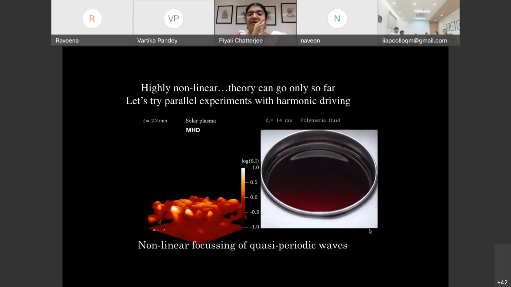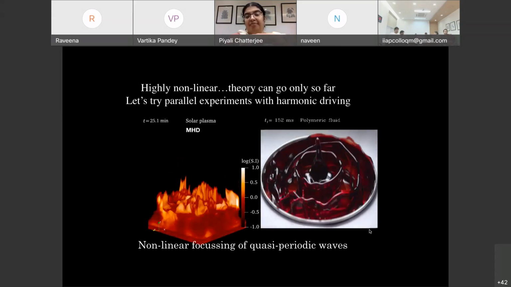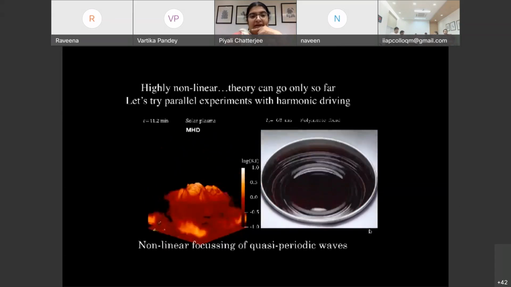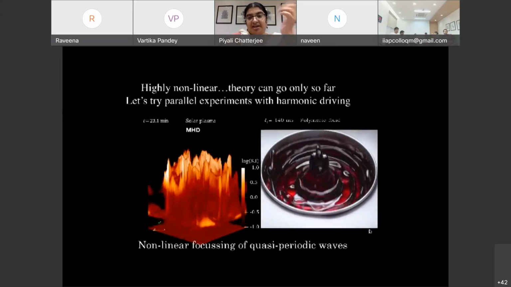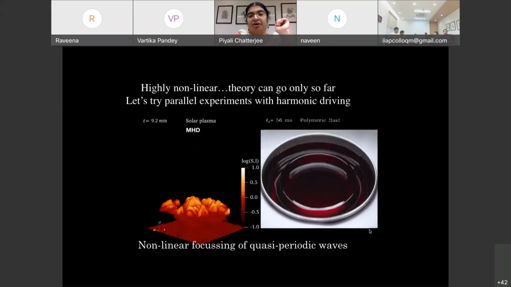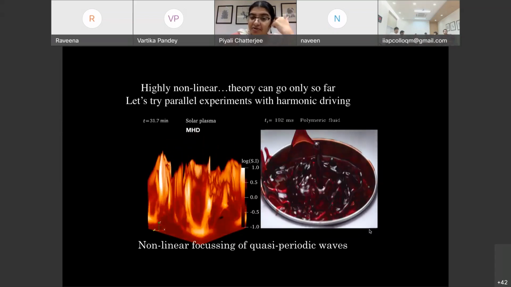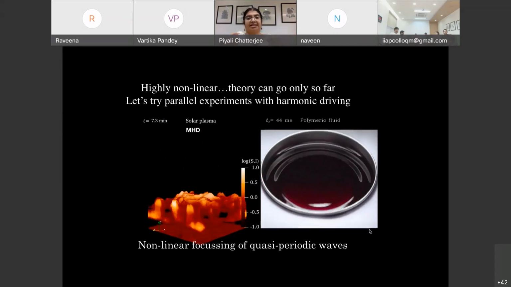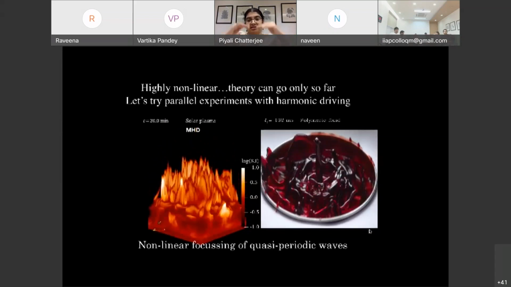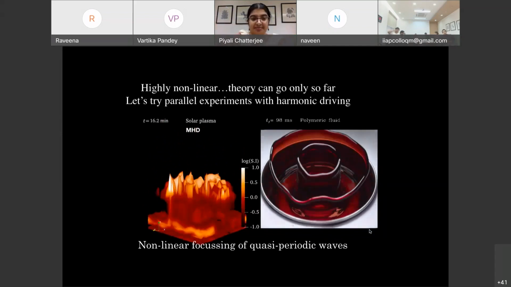So what we do is we do parallel experiments. So here we took the solar plasma, the solar atmosphere, and then we applied a forcing just below the solar photosphere, a harmonic forcing, again with a 5-minute time period. And on the left, you see we have a polymeric fluid, which we are also applying a Faraday excitation, the same harmonic excitation, at about 30 Hertz. And you see in both cases this nonlinear focusing of quasi-periodic waves, because of which these fluids, which were oscillating initially, are breaking up into jets.